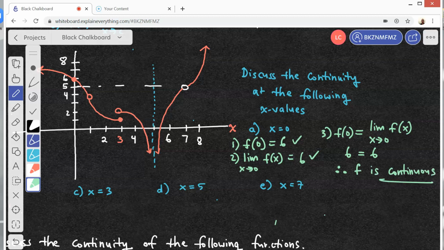Alright. Maybe we should be just a little bit more specific. Continuous at x equals 0. You know, with calculus, you gotta be precise. Like, where exactly are we talking about? So, at x equals 0. Letter C.